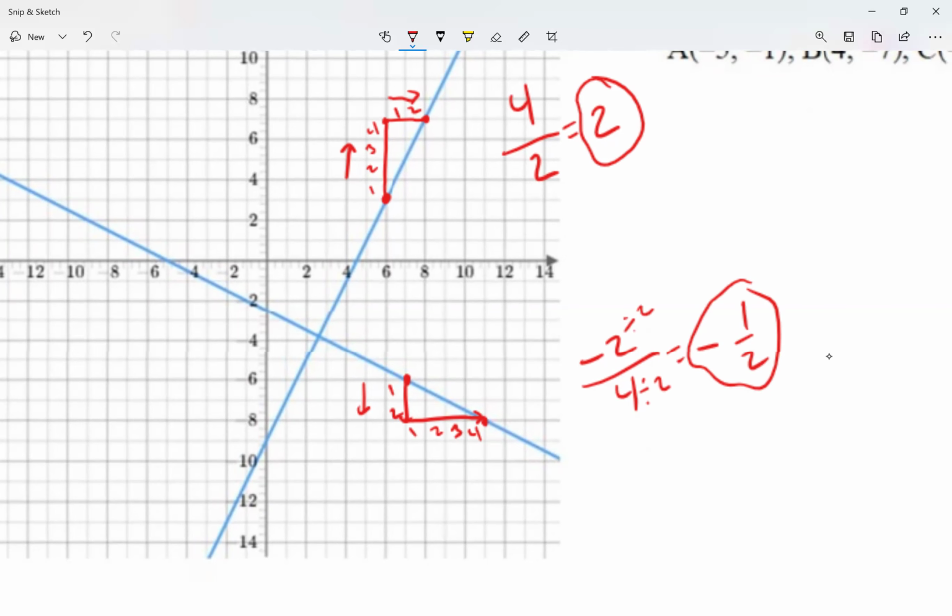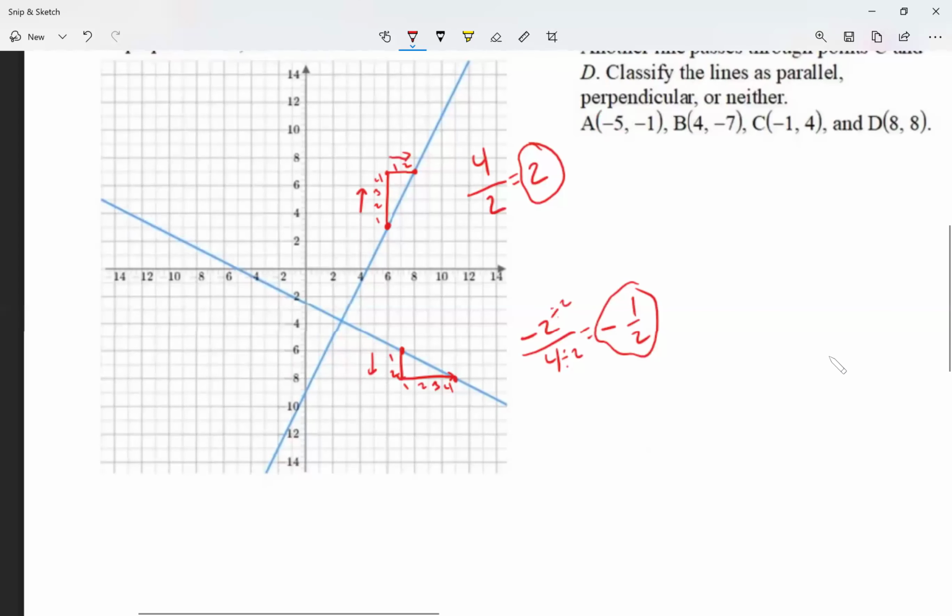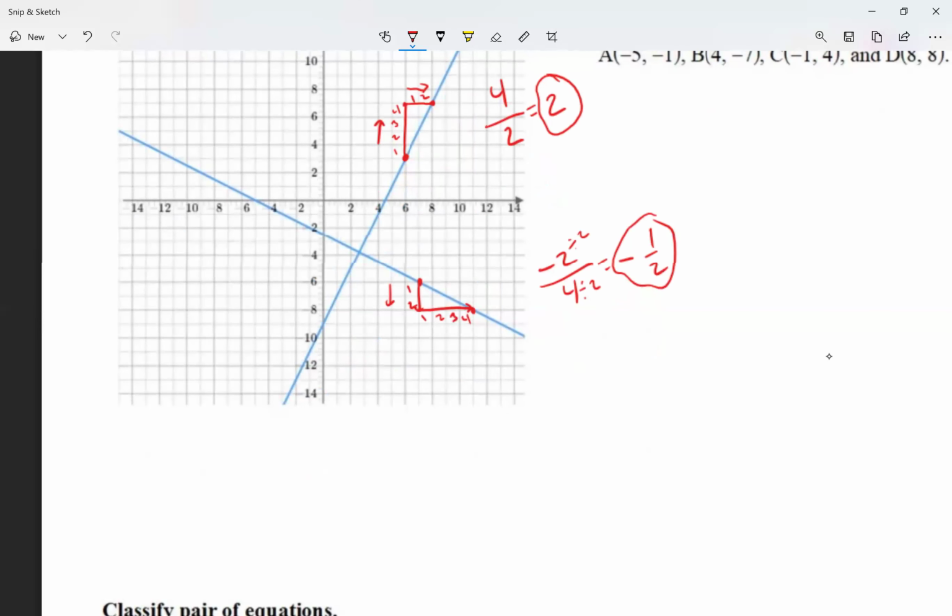That's good. They're reciprocal of each other, right? Because 1/2, flip it, it's 2/1, which is simplified as 2. So they're negative reciprocals of each other. So I'm going to call this perpendicular.